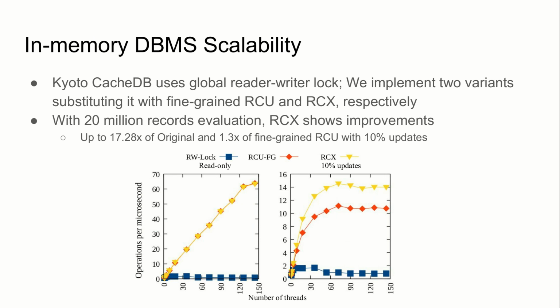Kyoto Cabinet DB, a popular in-memory DBMS, uses a global read-write lock. We implemented two variants substituting it with fine-grained RCU and RCX for this region. And with a 20 million records evaluation, RCX showed significant improvements. In the case of 10% updates, the RCX alternative showed up to 17 times higher performance compared to the original and 1.3 times higher performance compared to fine-grained RCU.